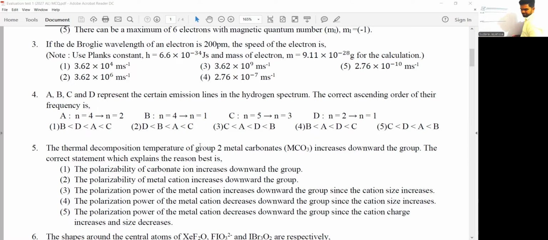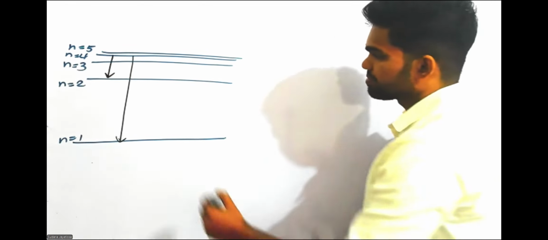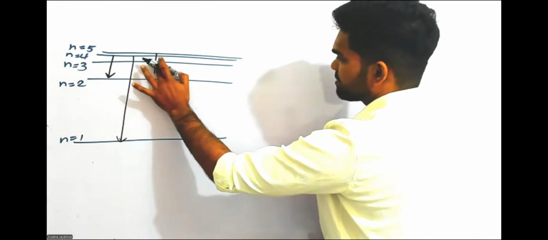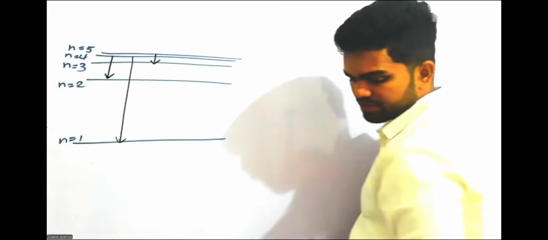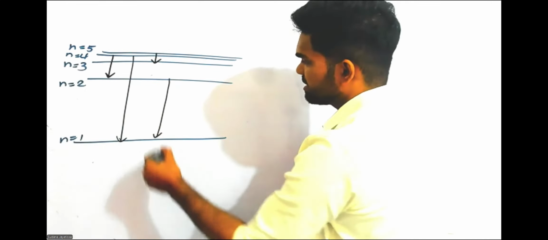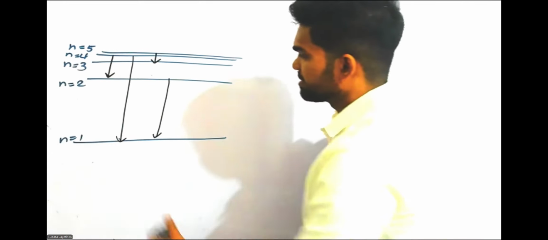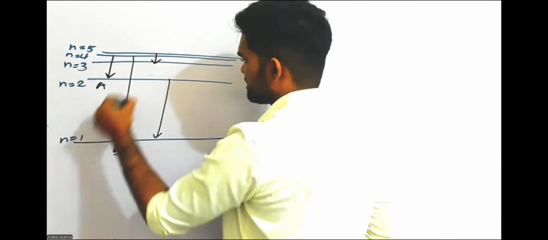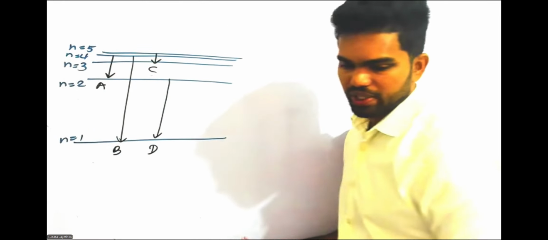The transitions are like this. First one is 4 to 2, A. The second one is 4 to 1, B. The third one, C, is from 5 to 3, the shorter one. Then you have 2 to 1, D. These are the transitions A, B, C, and D.